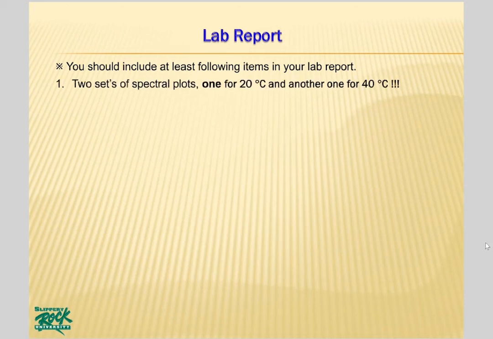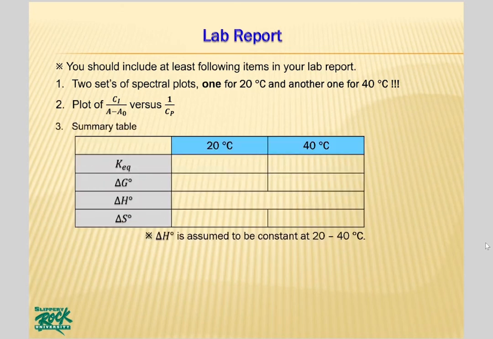Number 1. Include two sets of spectral plots, one for 20 Celsius and another one for 40 Celsius. Number 2. Include two plots of Ci over A minus A naught versus 1 over Cp, one for 20 Celsius and another one for 40 Celsius. Number 3. Include this table with blanks filled. Delta H naught is assumed to be constant at 20 to 40 Celsius.